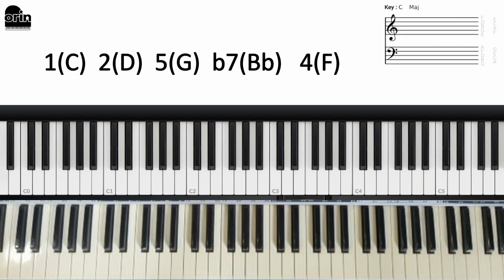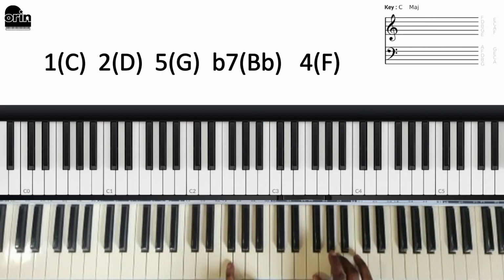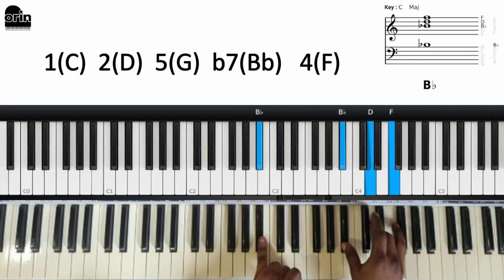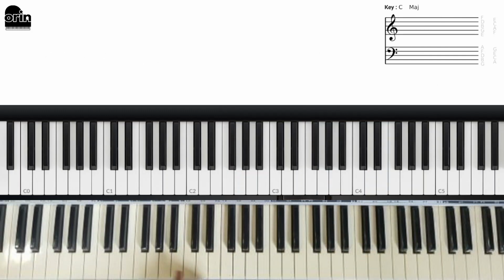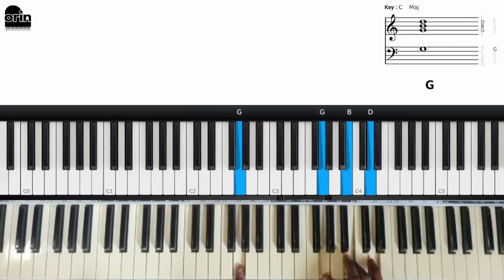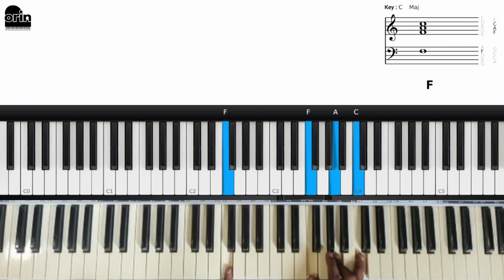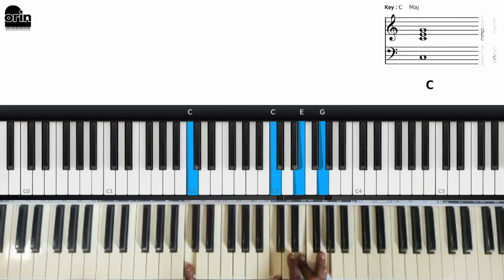Now let's use B flat and F, C, D, G, B flat and F. Again, C, D, G, B flat and F, and back to C. So that's a simple progression.